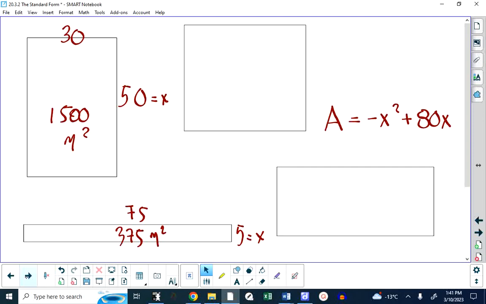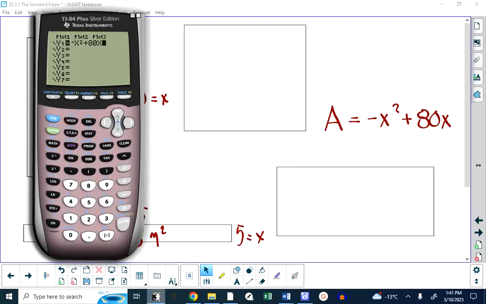You can't have more than 80 for that width, because then you're not going to have anything. You're going to go over 160 just with the two sides. So x is going to be from 0 to 80. Window, 0 to 80. And now what you're going to do is this. You're going to back out of here, and you're going to go to your table, and you're going to investigate what y is for numbers from 0 to 80.